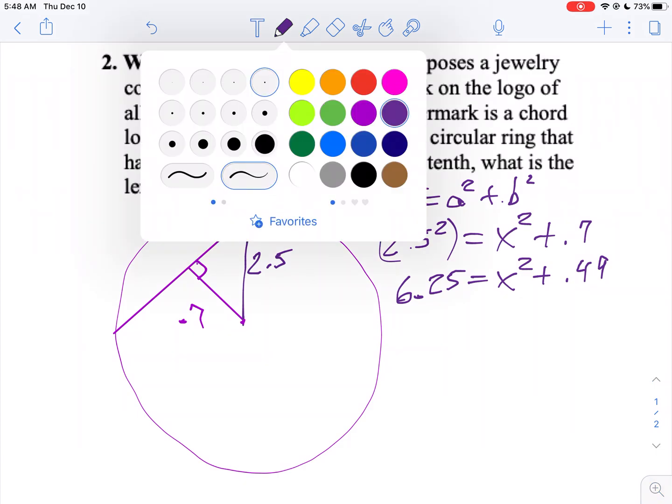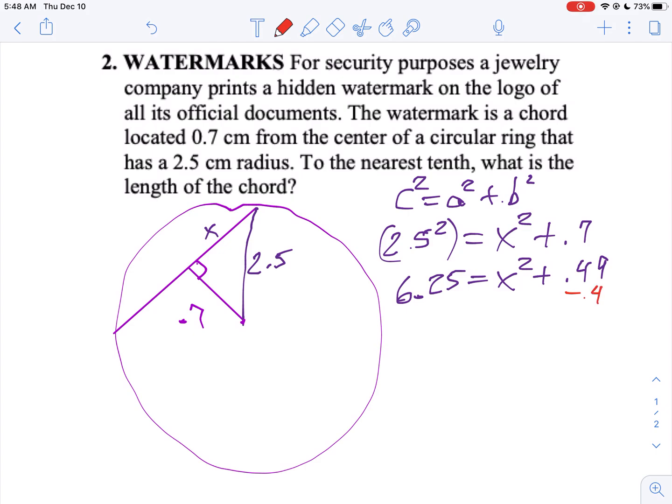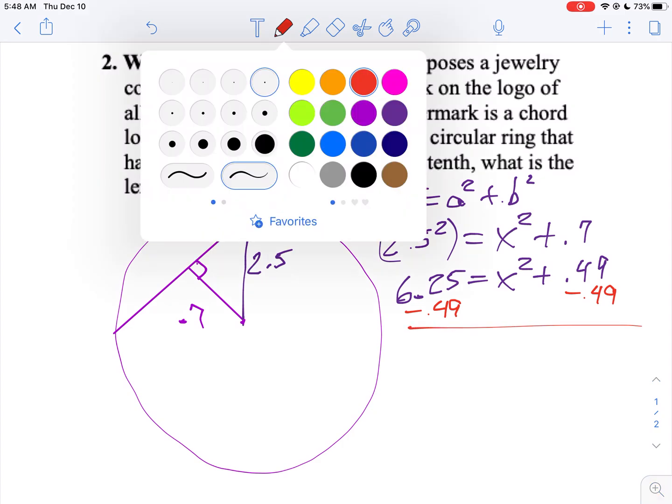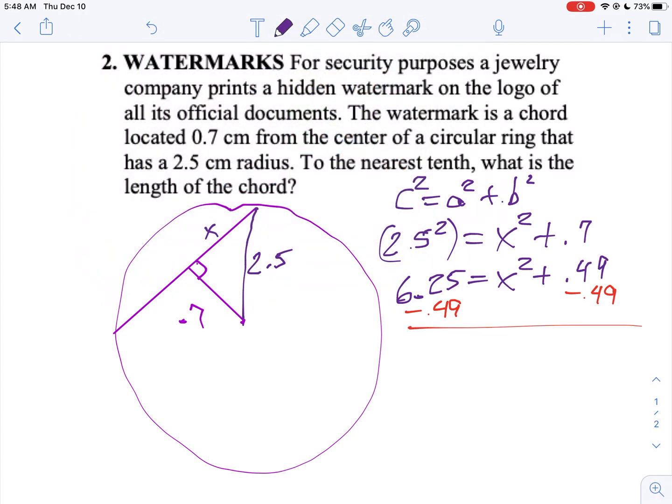Well, we're going to solve for x, so I'm subtracting 0.49 from both sides. And 6.25 minus 0.49. Let me see. 15 minus 9 is 6. 11 minus 4 is 7. I get 5.76 equals x squared. Well, let's take the square root of both sides. If I take the square root of 5.76, I do believe that's 2.4.